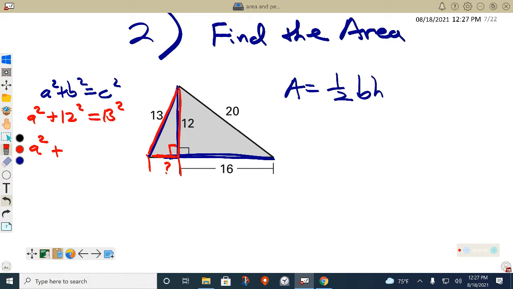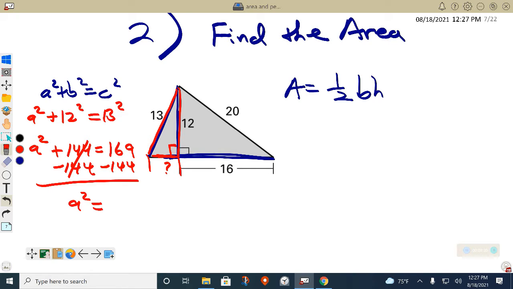Let's see, 12 to the second power. That's 12 times 12. That's 144. 13 times 13 is 169. Let's get A by itself. I'm gonna subtract 144 from both sides. Watch what happens. A squared equals 169 minus 144. What? 25. Rocking it.